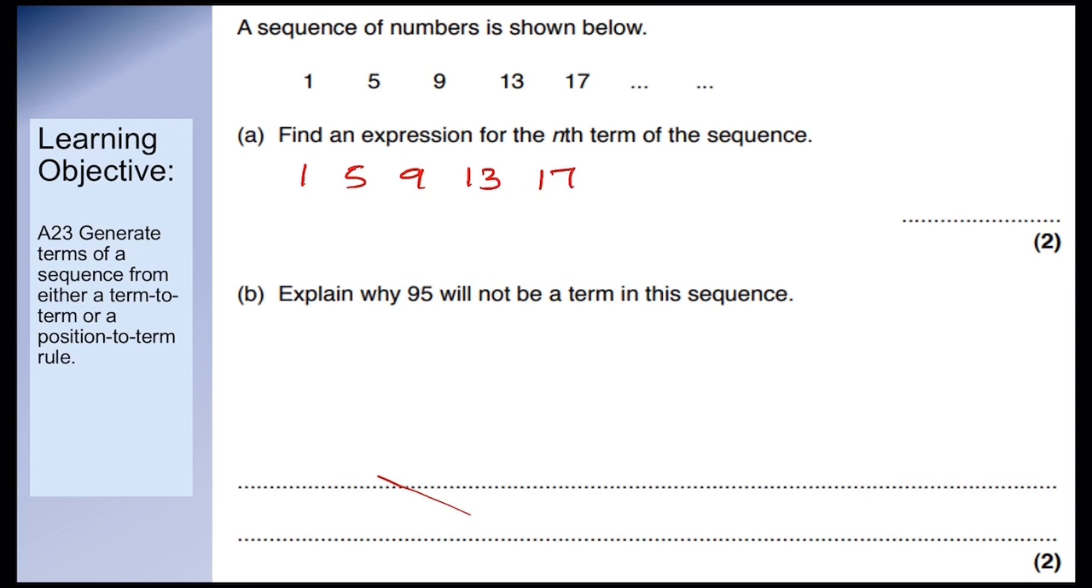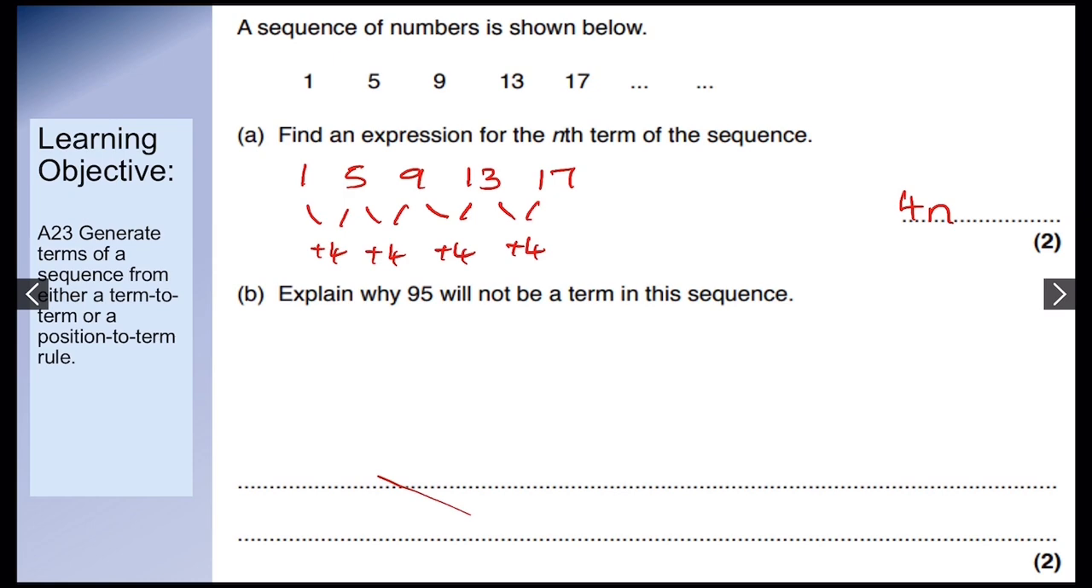Now, when I'm finding the nth term, I need to make sure I am looking for the difference between each term, and it needs to be a common difference. So each difference here, you are adding on 4. So to get from term 1 to term 2, you are adding on 4. Term 2 to term 3, adding on 4. Term 3 to term 4, adding on 4. So the rule must be going up in 4s, and the way we write down going up in 4s is going to be 4n. It means 4 times the term number.